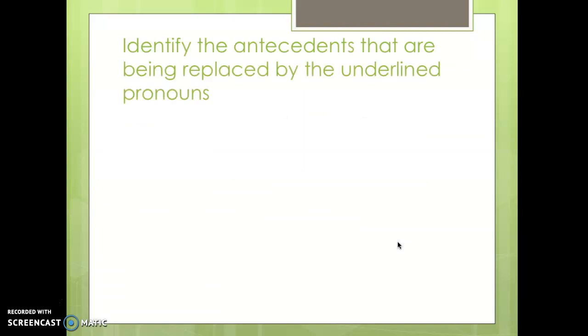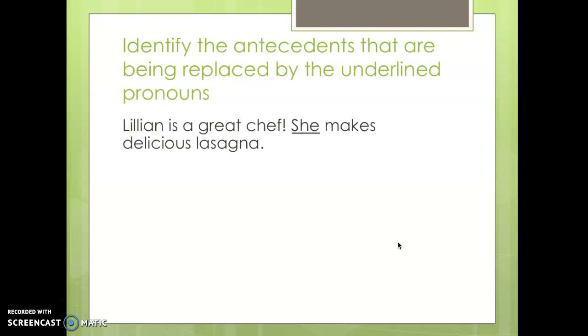Let's see if we can identify the antecedents that are being replaced by the underlined pronouns in these examples. Lillian is a great chef. She makes delicious lasagna. The word she is underlined because it's a pronoun. What is the antecedent that is being replaced by the word she? You said Lillian, you're correct. Lillian is the antecedent that's being replaced by the pronoun she.